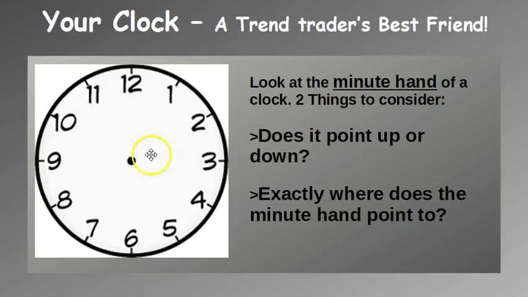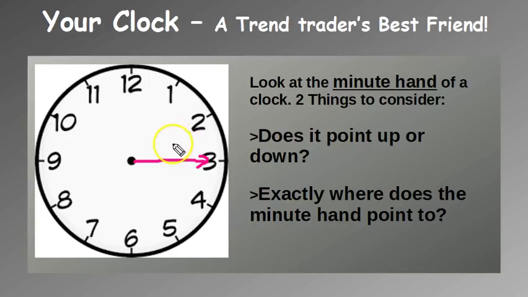Now, I'm going to put on a minute hand in just a moment here, but there are two things to consider. When you look at the minute hand, does it point up or down? First of all, if it's pointing up, you're in an uptrend simply, and if it's pointing down, you're in a downtrend. So the next thing is exactly where does the minute hand point to? That's important if you're a trend trader. Okay, so first of all, here is the minute hand pointing to 3. So anything above the 3 is an uptrend. Anything below the 3 is a downtrend, right? Sounds pretty simple, but guys, I'm not too sure how many traders really truly understand this.